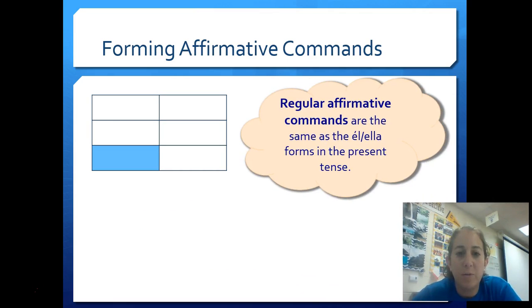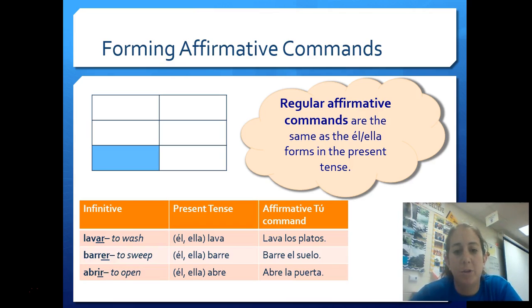So when we're forming our affirmative commands, very easy. We're just using that él, ella, and usted conjugation, or that él, ella conjugation in the present tense. So it's that bottom left-hand box. Sometimes we refer to that as the third person singular box. Also, if you'll notice, since we're using that conjugation, we would also identify and use stem changers. So you might want to add somewhere on the notes that you will use verbs that have a stem change. You will identify their stem change.